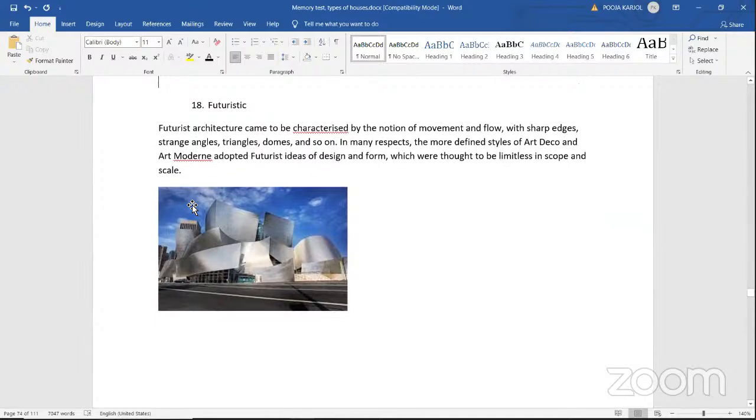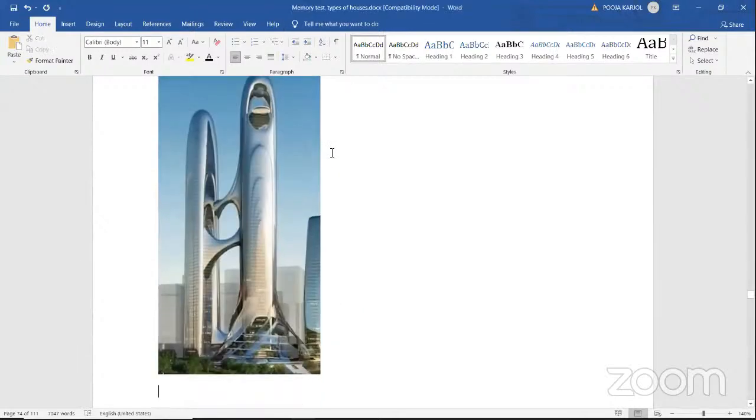Futuristic is sharp edges, strange angles, triangles, domes, and so on. There is not a specific type, actually none of them have, but futuristic is something which we have not encountered till now. Okay, so any future planning which is unusual can be categorized under futuristic.